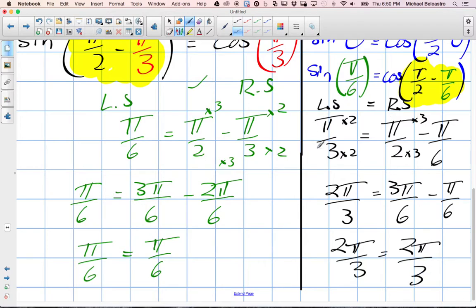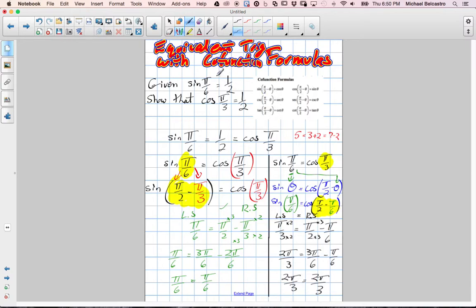So we've now proved that the left side is equal to the right side. So it didn't matter which of the cofunction formulas or equivalent trig equations we used. We just kind of have to prove that they end up being equal ideas. Equal to 2 pi over 3 or pi over 3? Something is 2 pi. 3 pi subtract 1 pi would give you 2 pi.